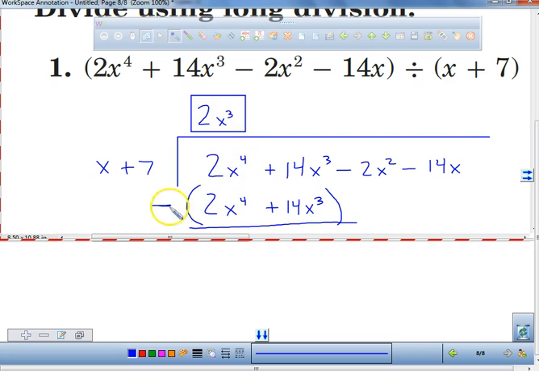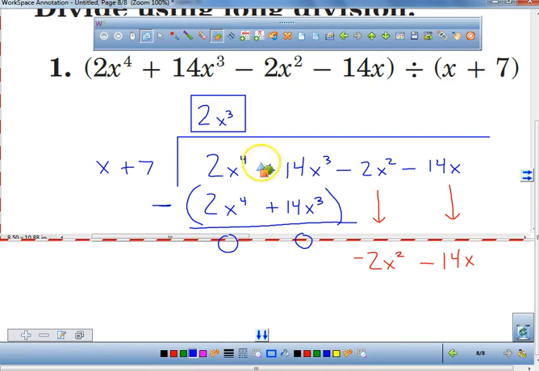What is 2x to the 4th minus 2x to the 4th? Well, that's 0. And then 14x cubed minus 14x cubed, that also cancels out. So far, both of these zero out, and so what are we going to do next? We're going to bring down a negative 2x squared, and we're also going to bring down a minus 14x.